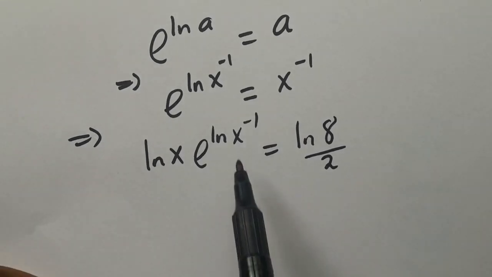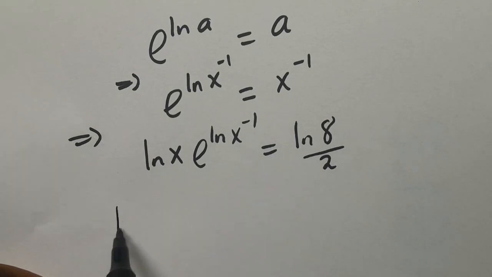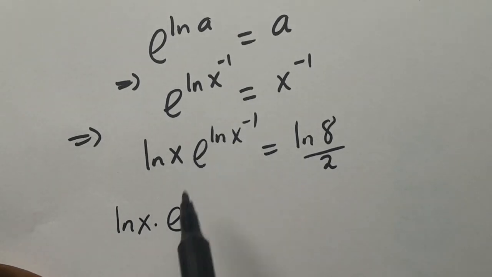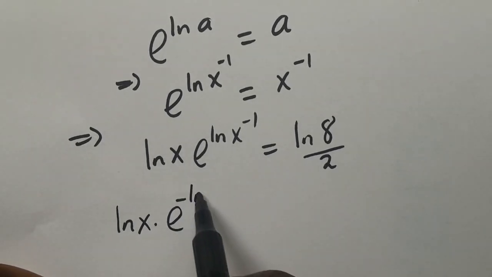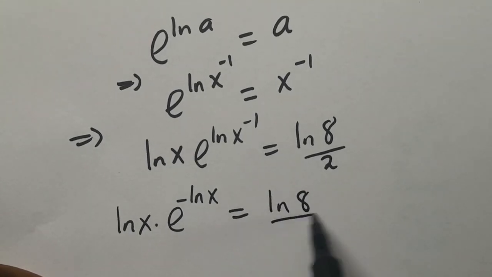Now, we realize that we have power minus 1. This can come down to the base. We have ln of x dot e to the power of, the base of this one is here, minus 1 ln of x equals ln of 8 divided by 2.